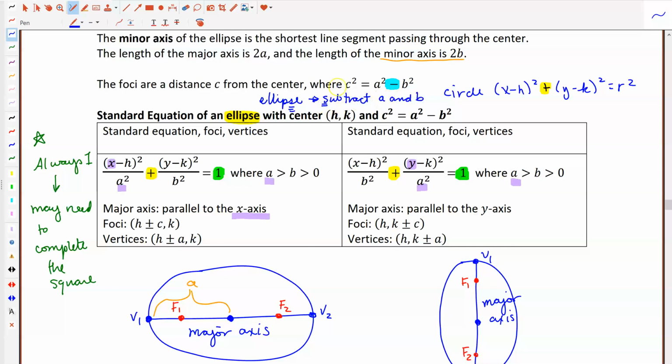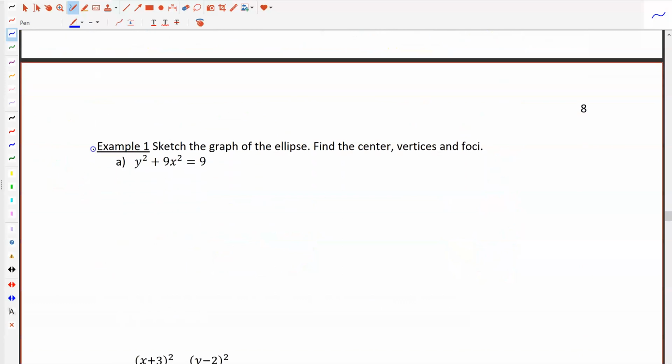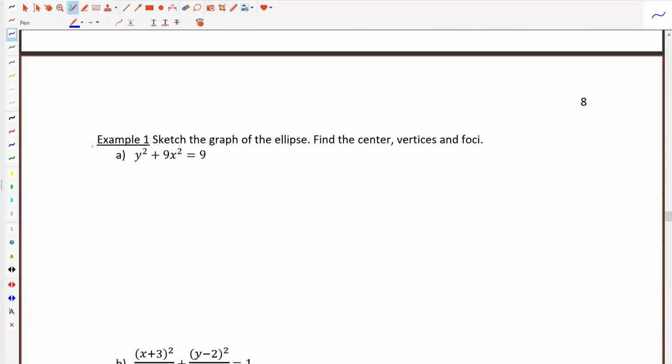In this form, it's important to remember that for an ellipse, the standard equation has a plus sign right here because it's related to a circle. But when I'm finding the foci, I have to remember this generic form. So on an ellipse, I subtract my A and B values. Okay, let's take a look at a couple of examples. For the first example, sketch the graph of the ellipse, and we're going to find the center, the vertices, and the foci.